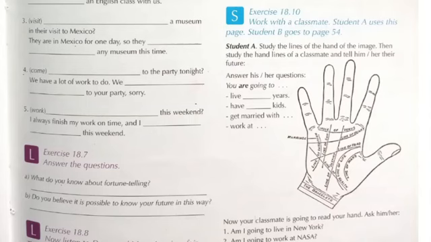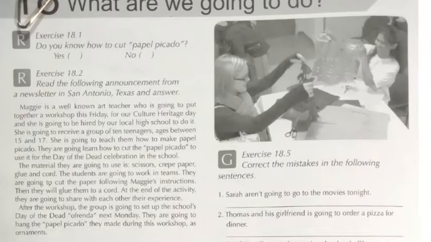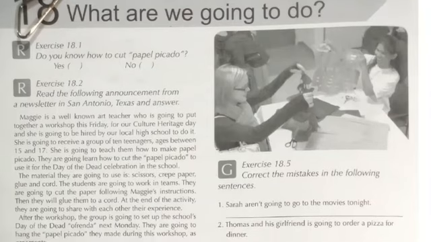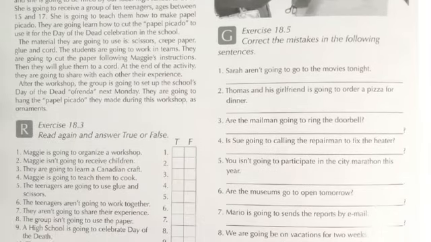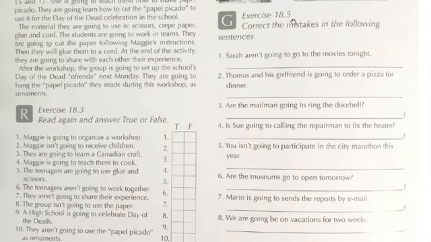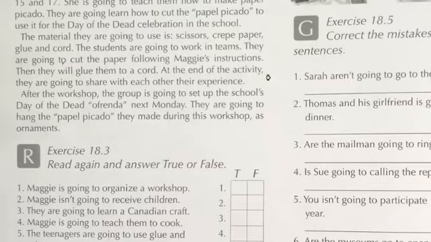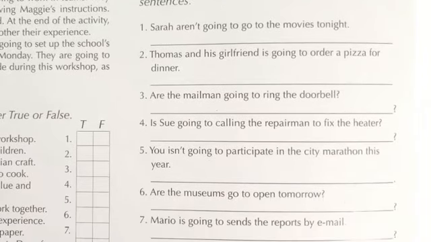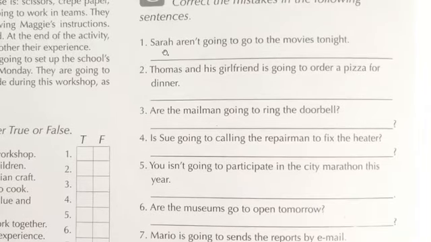Okay, now what about your workbook? In your workbook, it's pages 89 and 90. We have the first exercise. It says exercise 18.5, correct the mistakes in the following sentences. The idea is you have to read the sentences and find the mistake. What is the wrong part in each one, and then you have to circle or maybe underline the correct sentence. For example, the first one says, Sarah aren't going to go to the movies tonight.